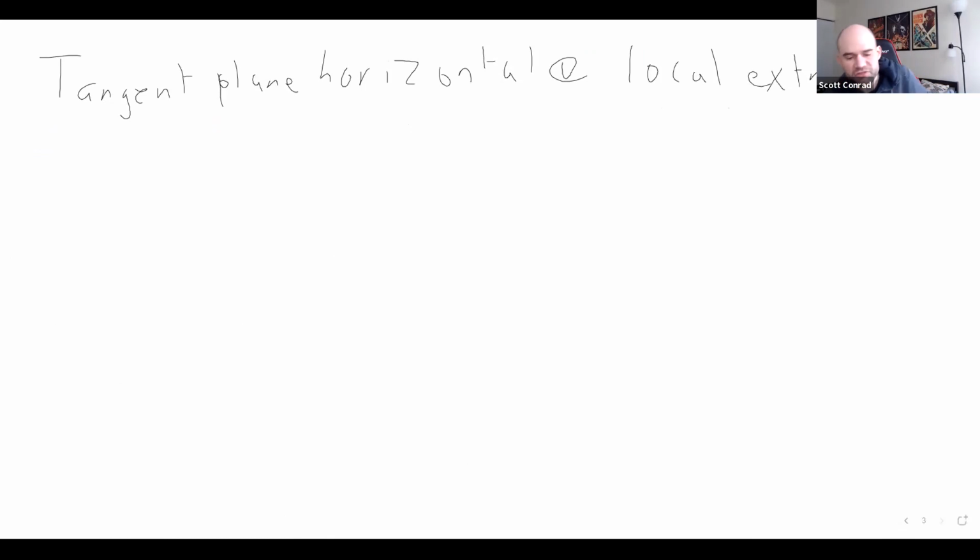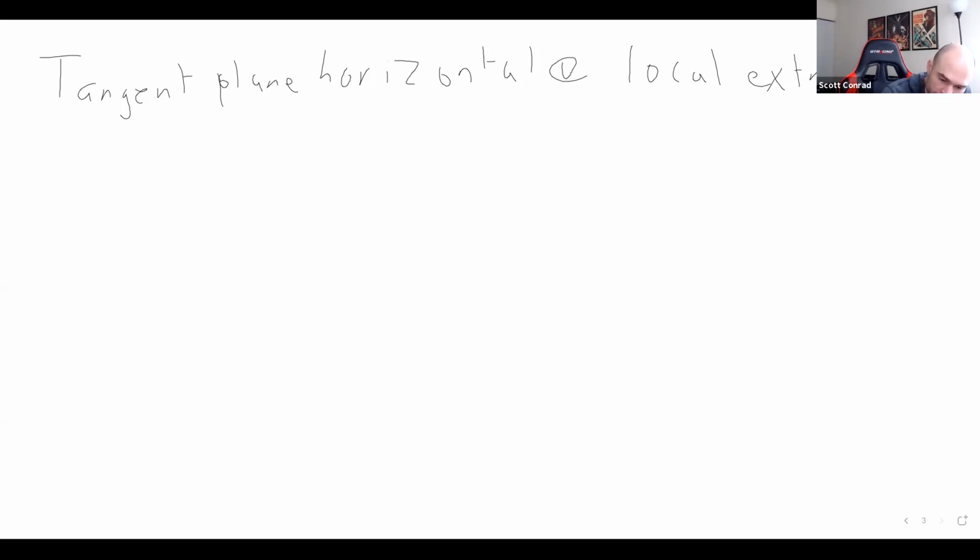So we'll say the tangent plane is horizontal at local extrema. So an extremum is either a local min or a local max of a function. So it can be either. Extrema is just the plural of that. So at a local min and local max, the tangent plane is horizontal.